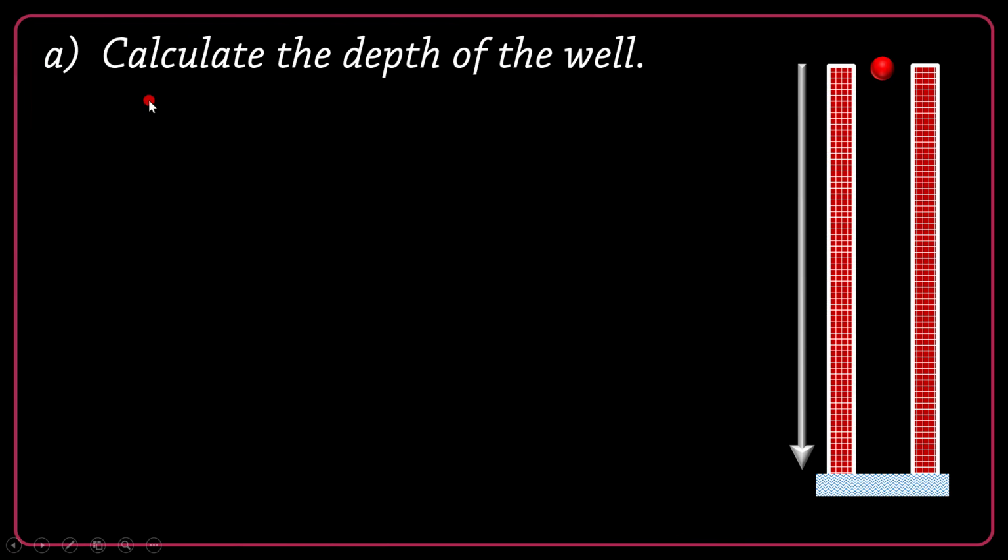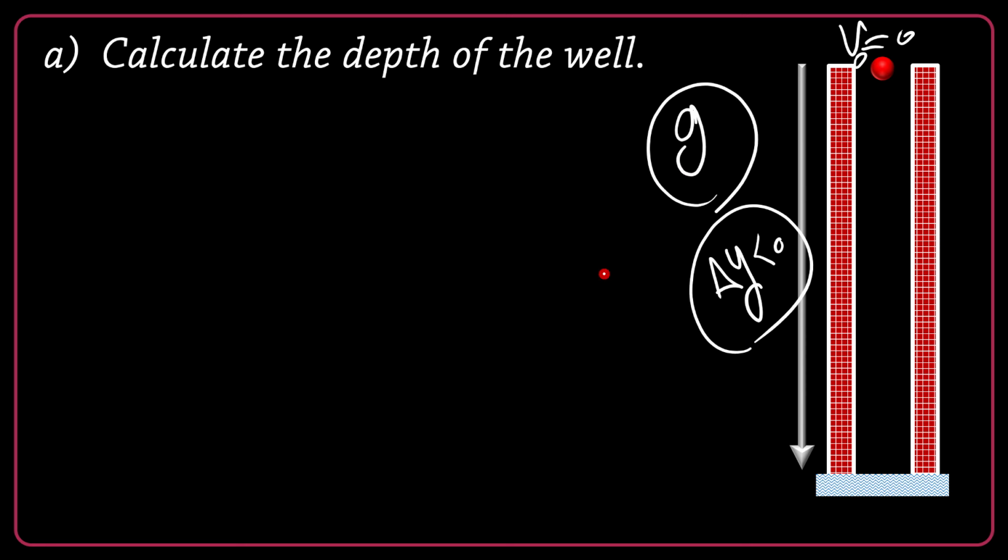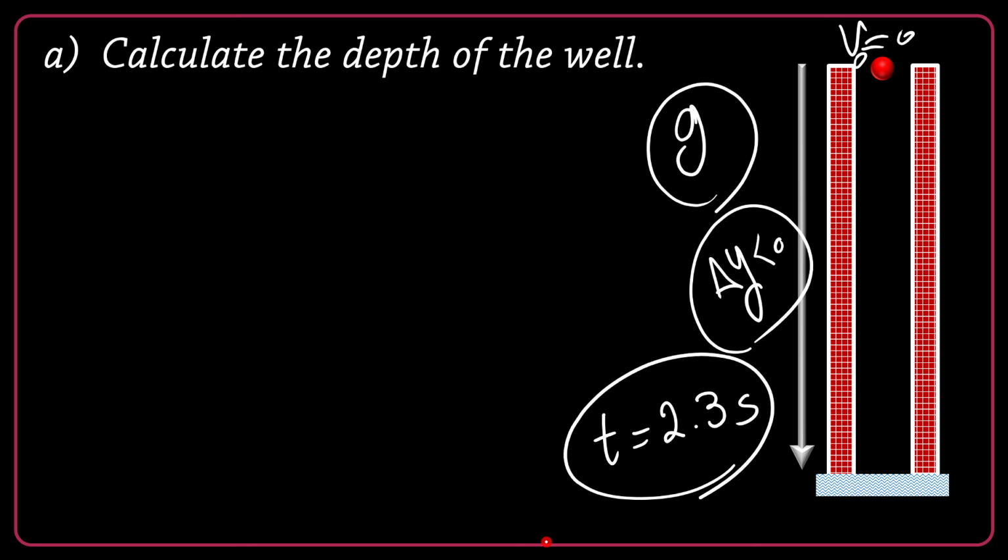Okay, part A, calculate the depth of the well. Depth of the well will be delta y. Of course, we will find the magnitude of that. Normally, delta y is a negative value, but finally, I will take the absolute value. It's not a very big deal. Initial velocity is given to be 0, and I'm looking for delta y. g is also given to be 10, and you remember that the total time for this journey is 2.3 seconds. So we know everything except delta y.